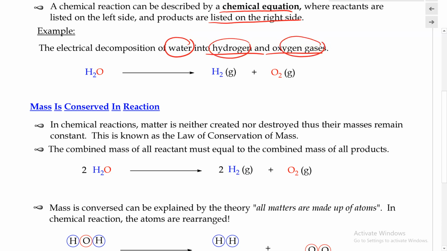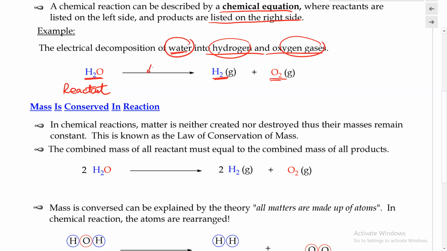To write the chemical equation for this, water would be the reactant, since we started out with it. So water would be on the reactant side. On the product side, it would be the hydrogen and oxygen gases. All of the reactants will be listed on the left side of this chemical equation.